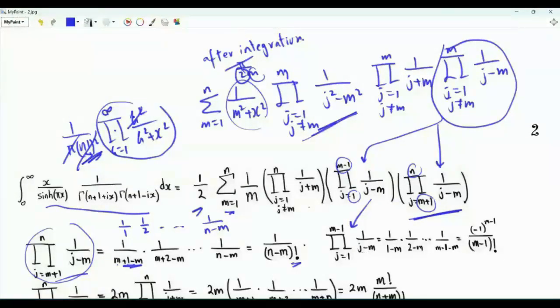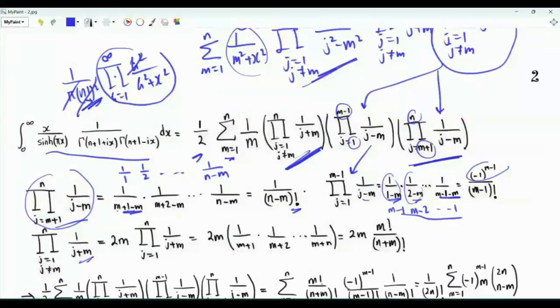For this one, when j is 1, we have 1 minus m. When j is 2, we have 2 minus m. When j is m minus 1, we have m minus 1 minus m. We have m minus 1 terms. Multiply each term by minus 1. So we have in the numerator minus 1 to the power m minus 1. In the denominator, we will get m minus 1 times m minus 2 all the way to 1. This is the factorial of m minus 1.